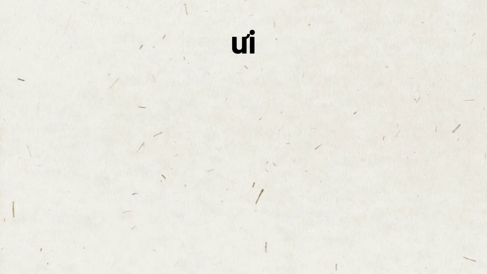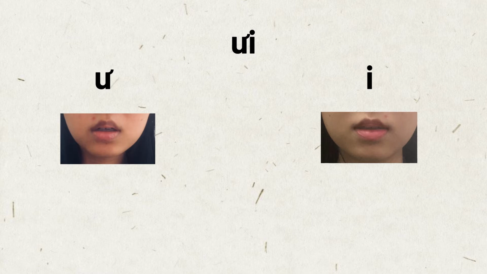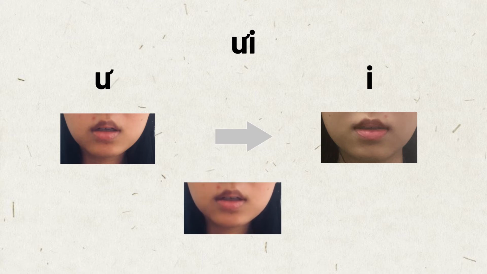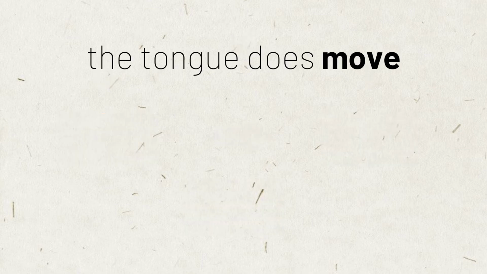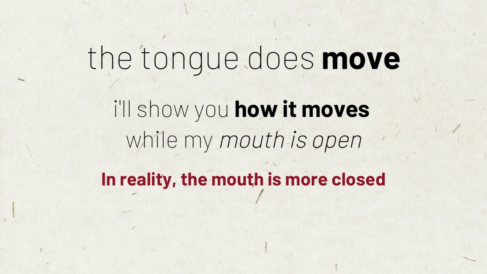Finally, ưi. It is hard for me to show you how this diphthong is made since the mouth positions of ư and e are almost the same. Therefore, my mouth doesn't move at all when making this diphthong. Ưi, ưi, ưi. However, inside my mouth, my tongue does move, so I'll show you how it moves while my mouth is open. But remember, this is only for the demonstration of tongue movement. In reality, your mouth is more closed when making ưi.